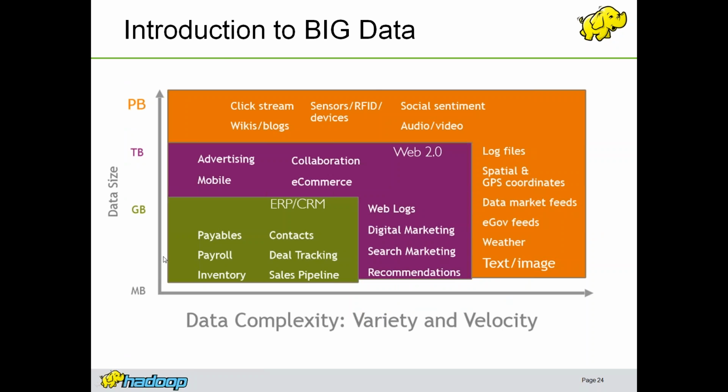Now, the introduction to big data: where is this data processed? For example, gigabytes of data are processed in your normal servers, payroll systems, sales inventories, and ERP and CRM platforms. In Web 2.0, advertisement, e-commerce, weblogs, digital marketing, search marketing and recommendations, terabytes of data are processed. Clickstream, Wikipedias, blogs, sensors, devices, social sentiment, audio and video, for example YouTube, are petabytes of data. Digital marketing feeds, e-governance feeds, Aadhaar systems, weather monitoring, text and images are also petabytes of data. These are the kinds of data we are talking about majorly.